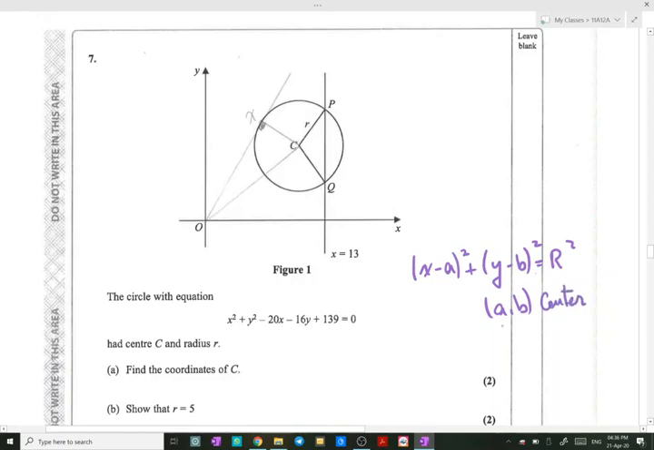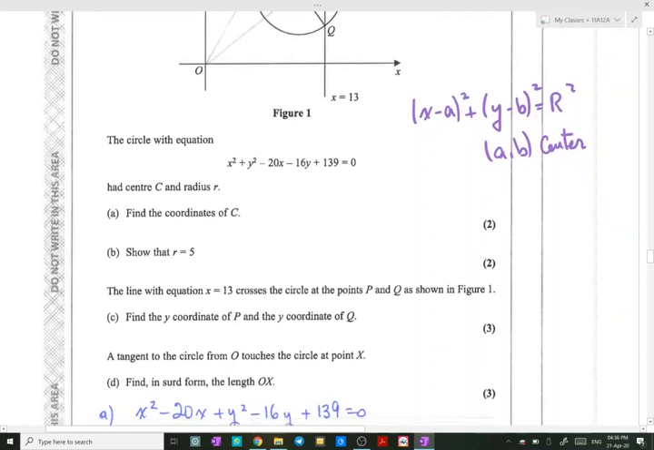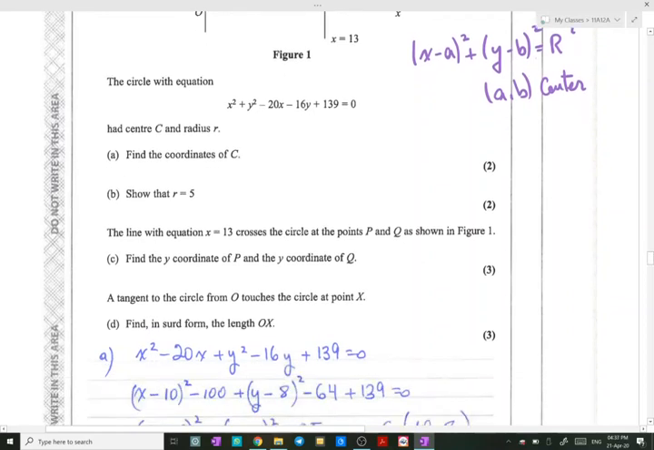So in here we have an expanded form of the equation of a circle, so we need to change it to this form. In order to change it to this form, we have to complete the square. Before completing the square, we need to arrange the x's together and the y's together in this form, and then we need to take these and complete the square.